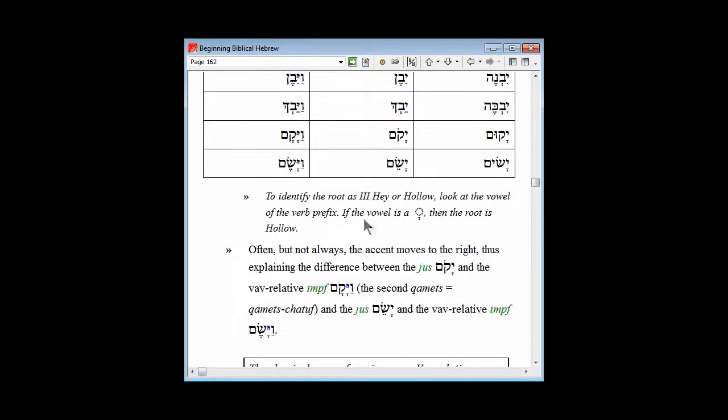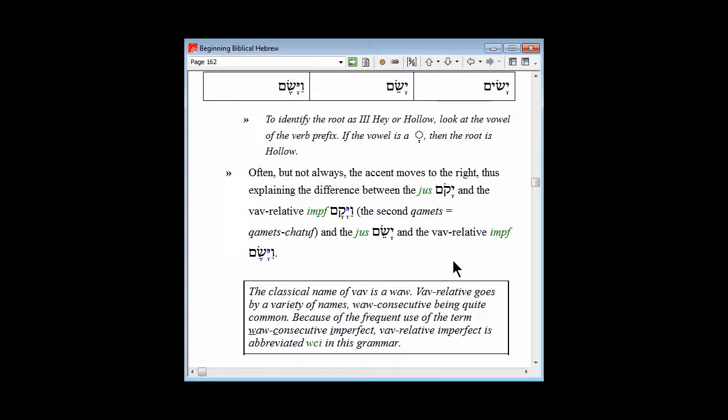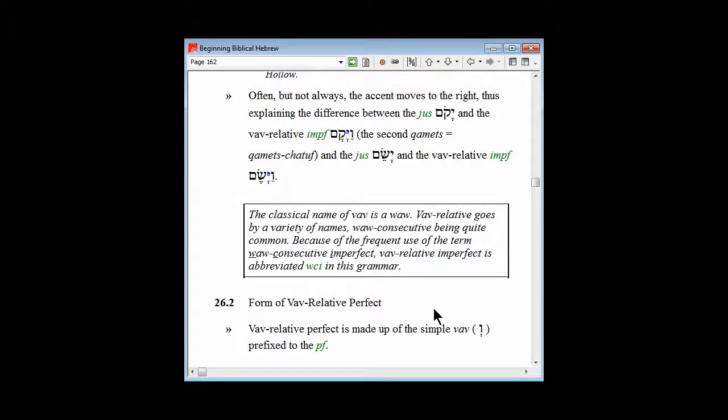Now he talks about the accent moving. Who cares? All you need to know is the vav changes its pointing. It's vav, patach, with a dagesh in the first consonant. And again, you don't have the dagesh if you have a guttural; then it would be vav qamets. You see that, you're going to have a vav relative form. That vav attached to an imperfect or jussive form is the vav relative.